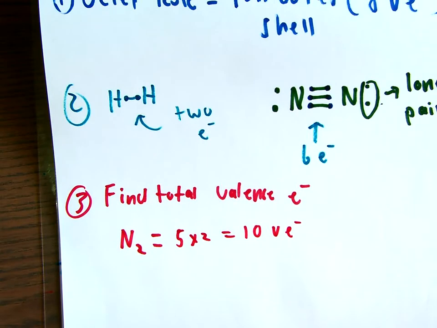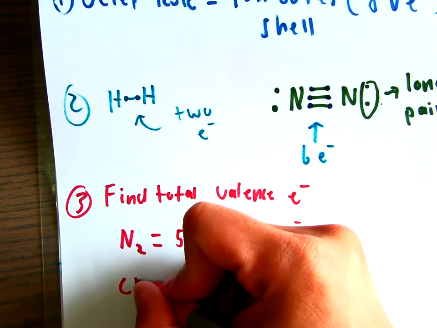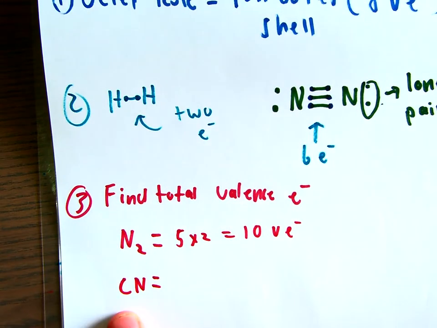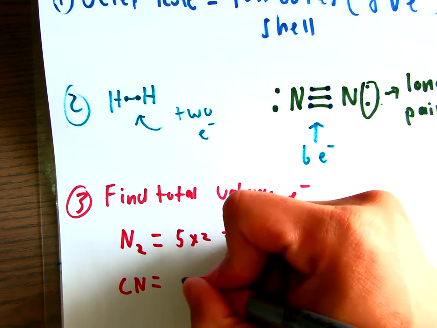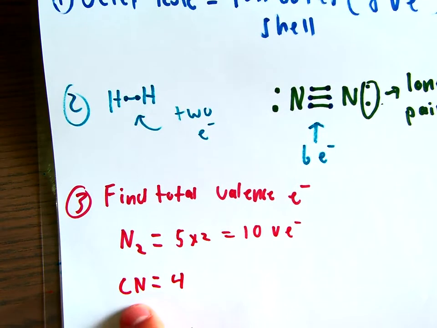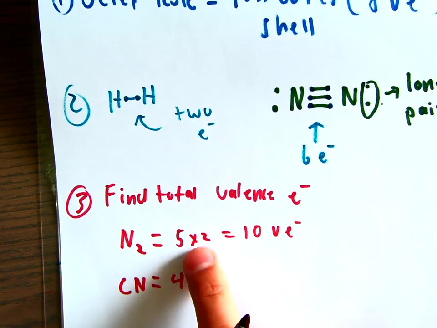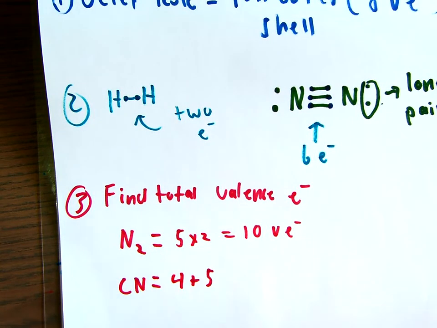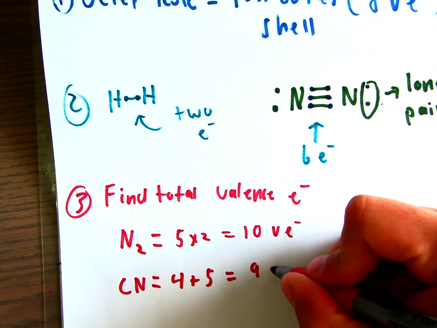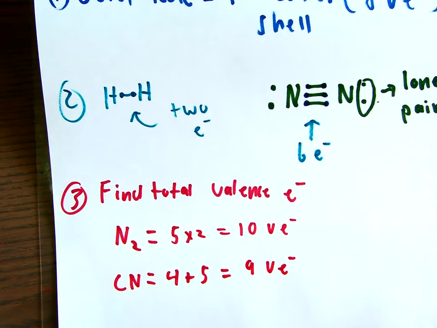Okay, let's look at another compound. What about carbon bonded to nitrogen? Carbon has 4 valence electrons. Nitrogen has 5, so we add them up. In the previous example I could have added them up, 5 plus 5, or just multiplied, same thing. Basically we're just trying to find the total valence electrons. So this would give us 9 valence electrons.